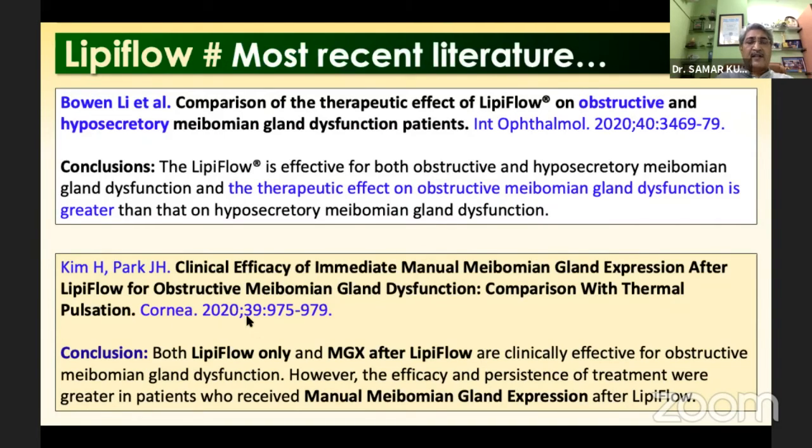Also, a recent study in the Cornea journal, just a few months back, compared LipiFlow only versus manual meibomian gland expression immediately after LipiFlow. They showed that expression immediately after LipiFlow is actually better. So after this report, I have started doing it. Ask the patient to come back to the clinic, put a drop of topical anesthesia, and with your thumb and one earbud, express those glands, because all the meibomian secretions are liquefied at that particular point of time. The patients have very good follow-up in this second study, and it is very helpful.